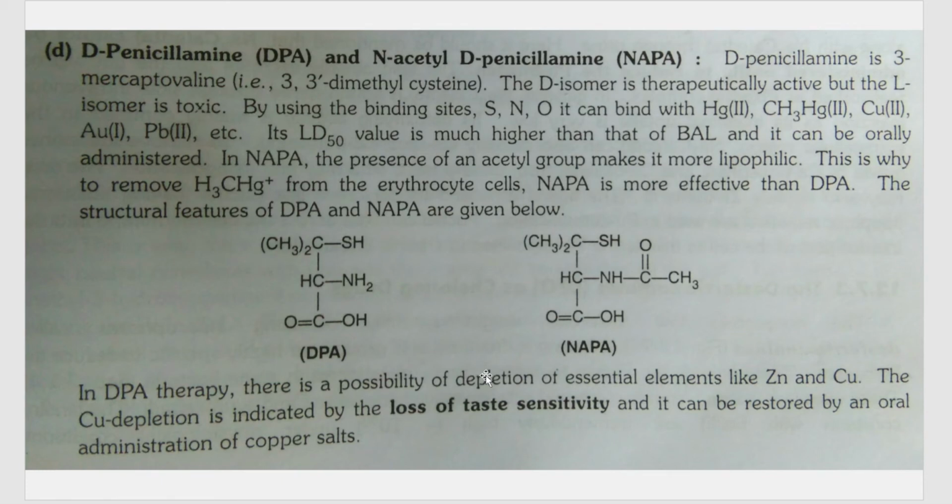Sometimes one drawback is that during the therapy, that is DPA therapy, there is a possibility of depletion of essential elements like zinc and copper. You know that sometimes when the chelating drug enters into the body, along with removing the toxic metal, it can also remove some essential metals from the body. This is seen in case of penicillamine, that is it might remove zinc and copper as well. So this is indicated by loss of taste sensitivity. The person who is on this drug might suffer from Cu depletion and might eventually lose taste, but this can be overcome by taking copper salts orally.